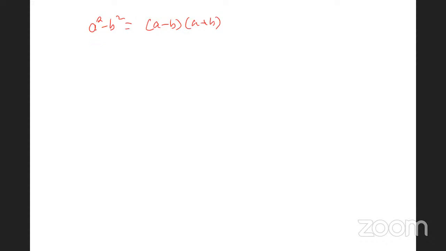Right. So our homework was to factorize a cube minus b cube. Why? You're not seeing that, Aria? So you're not seeing that? No.